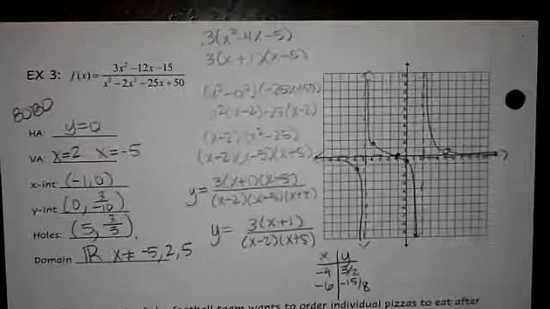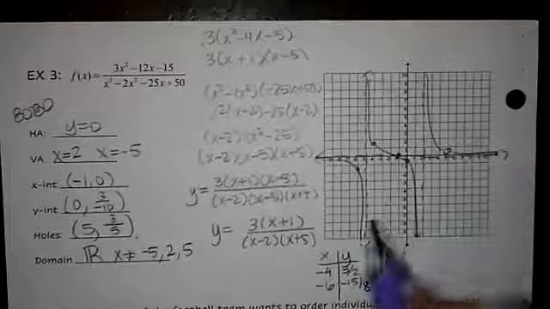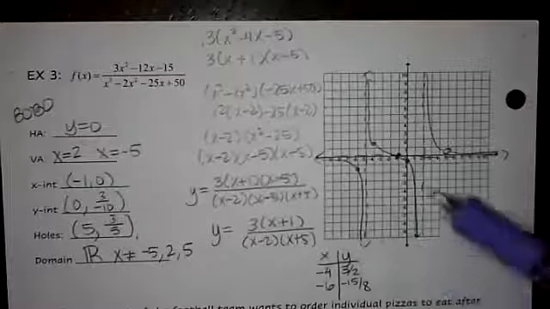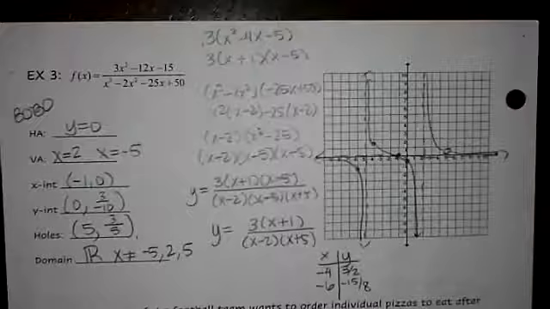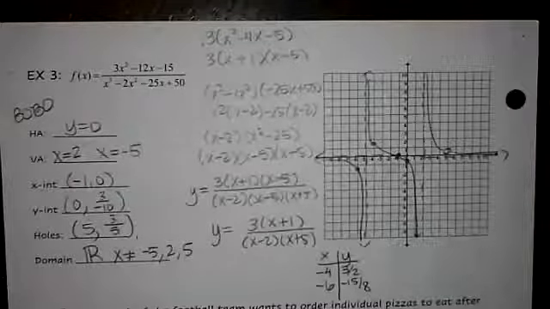This was a hard graph. It had a hole. It had two vertical asymptotes. It had a graph in the middle that crossed the horizontal asymptote. So there was a lot going on in this one. You probably won't get one that hard, but I wanted to make sure that you saw one.